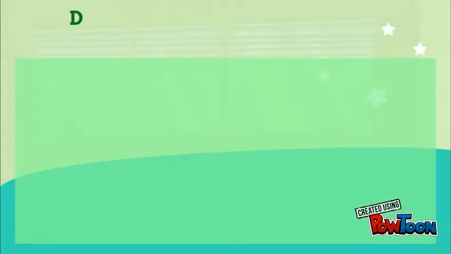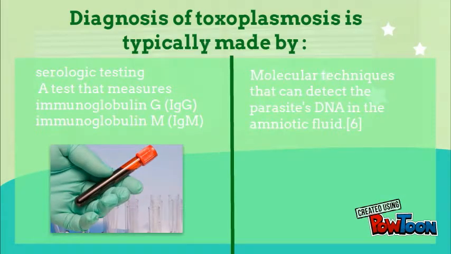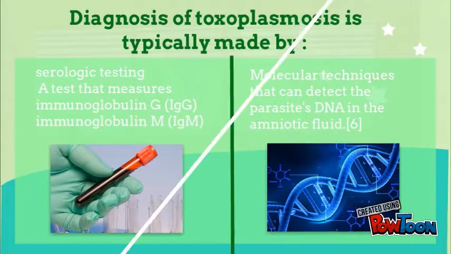How to diagnose toxoplasmosis? Serologic testing, by measuring IgG and IgM, is used to determine if a person has been infected. A molecular technique that can detect the parasite's DNA in the amniotic fluid can be useful in cases of possible mother-to-child transmission.